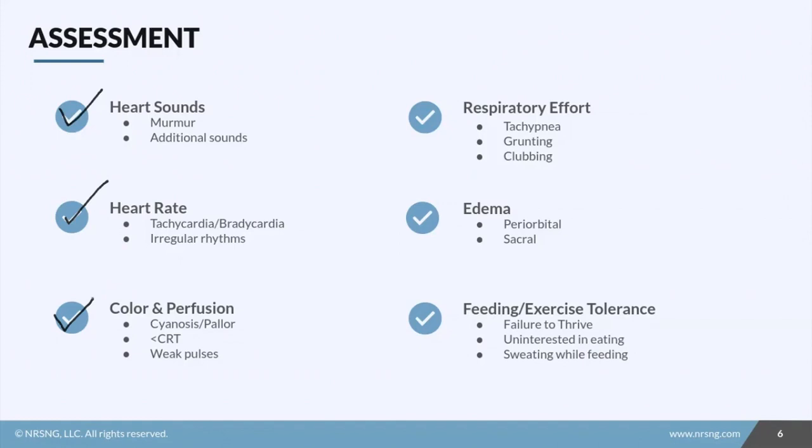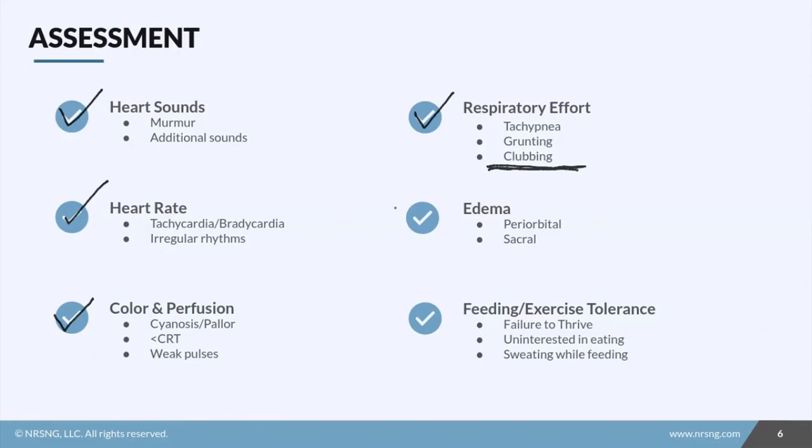So respiratory effort is always going to be hugely important for our cardiac assessment. Just remember, if they have increased blood flow pumping to the lungs, they're going to have increased work of breathing and shortness of breath and even difficulty with breathing on exertion. So make sure you're taking a look at those. And clubbing can also go along with heart defects that have been symptomatic for quite a while.